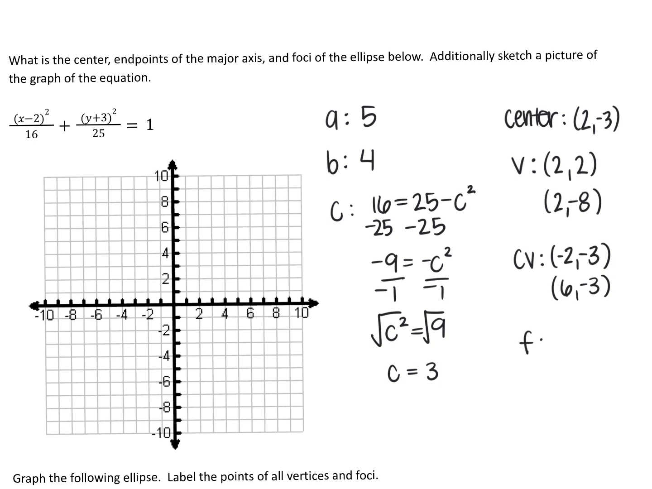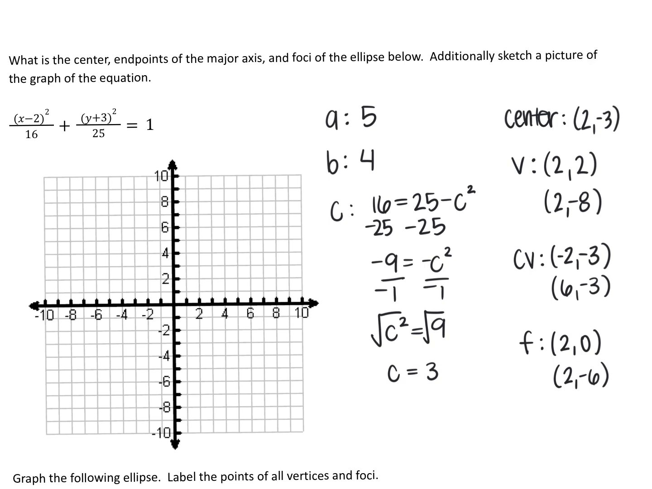And then for the foci, they get added and subtracted along the major axis. So I'm going to add and subtract 3. So 2 and then -3 plus 3 is going to give us 0. And then -3 minus 3 will give us 2, -6. And you can always figure out these points after you've graphed it as well. So if you want to use the distance that we found for a, b, and c to find the points afterwards, that is also okay.